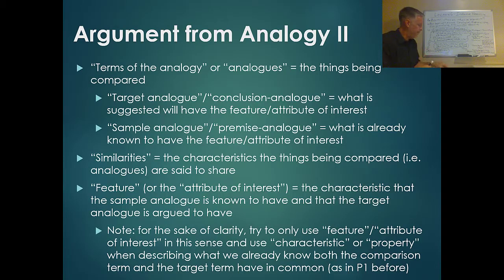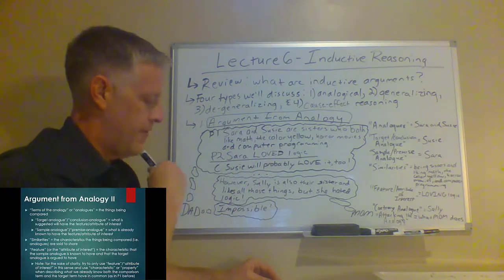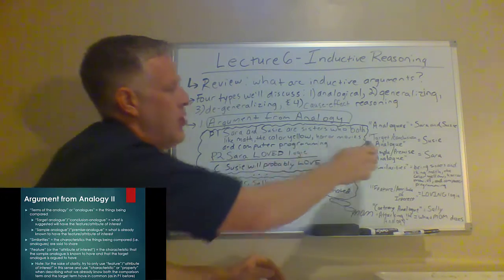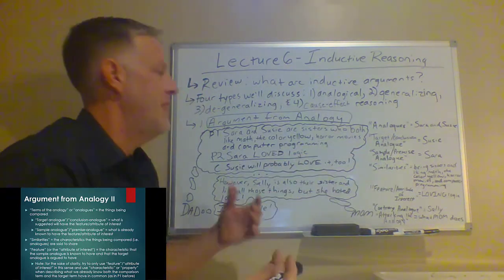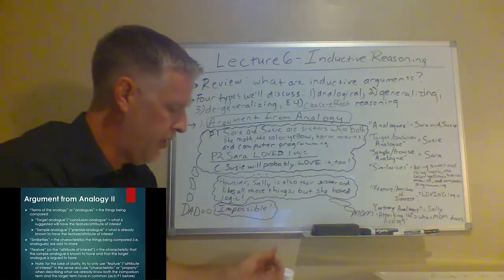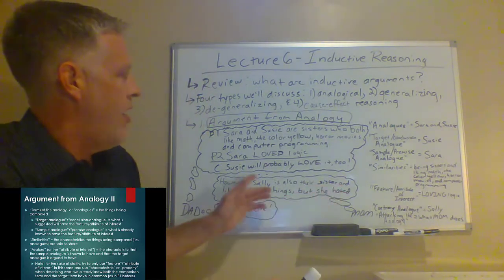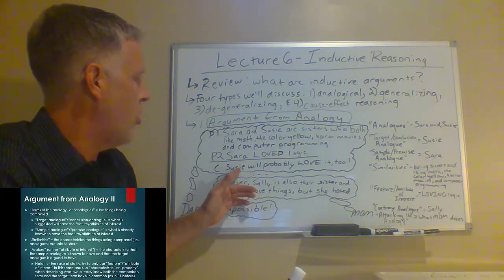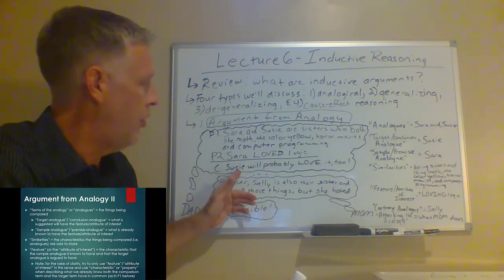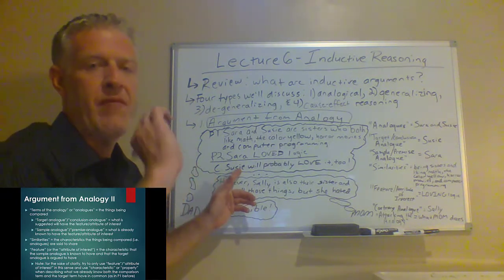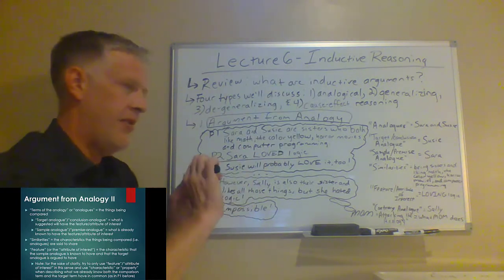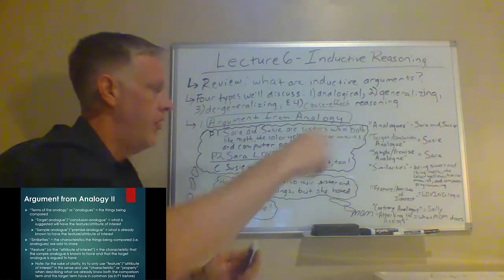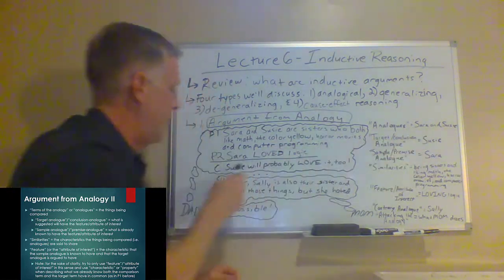we have then terms of the analogy, or what are called the analogues, the things being sort of compared. Okay, so in this example, Susie and Sarah, okay, we have what we refer to as, so in previous editions, they called it the target analog. In this edition, I believe it was the conclusion analog. Basically, whichever comparison term is appearing in the conclusion, hence conclusion analog, okay, or previously they referred to it as the target analog because it's the target, the one we want to suggest it's true of, okay, however you want to refer to it. That's Susie in this example.